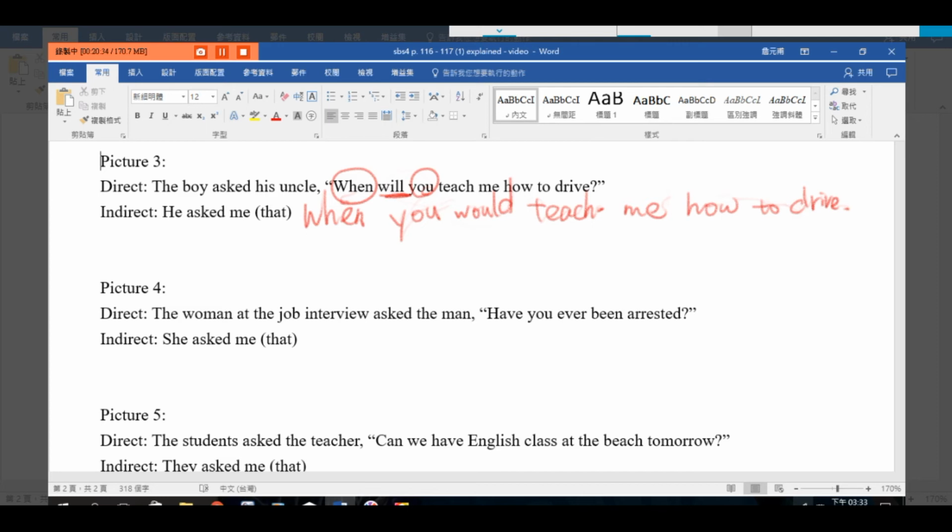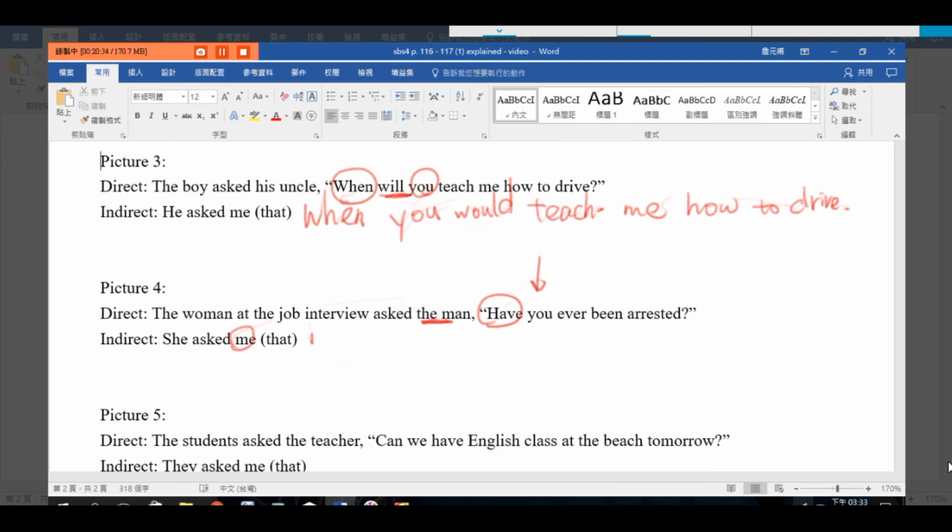So the woman at the job interview asked the man, have you ever been arrested? So this is a yes/no question, starting with have, present perfect tense. Now we have to change this regular question into an embedded question. So she asked me, meaning the man at the interview. Now, yes/no question, so we have to choose either to use if or whether.